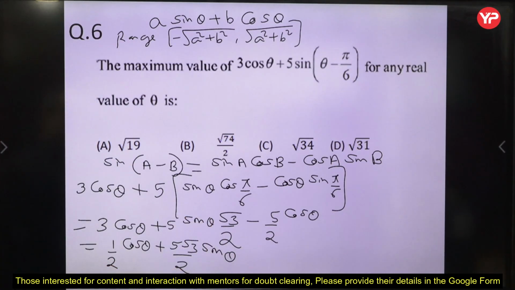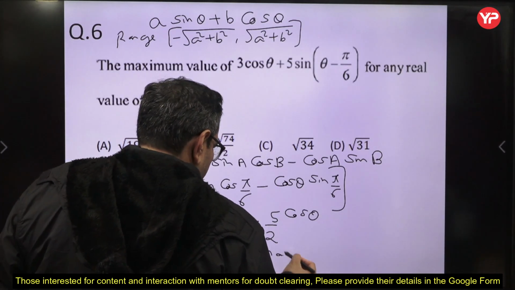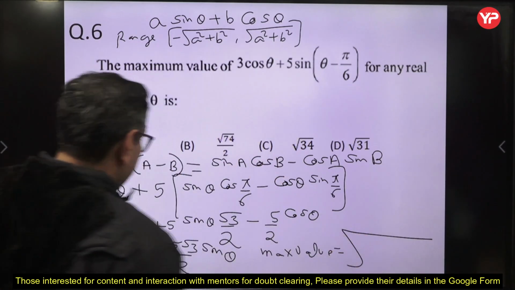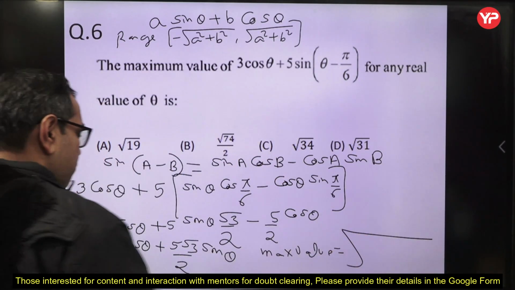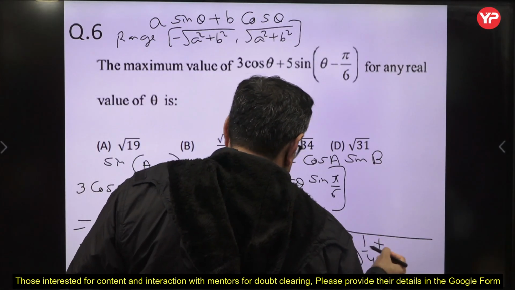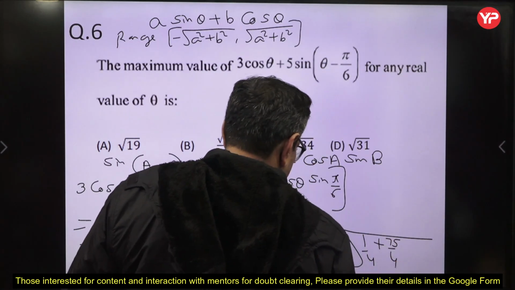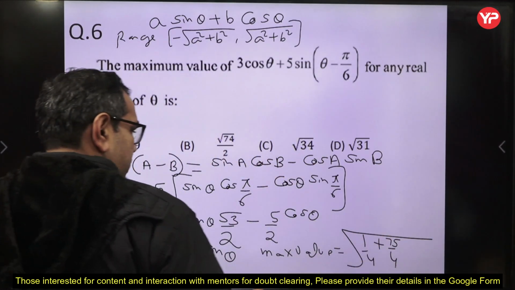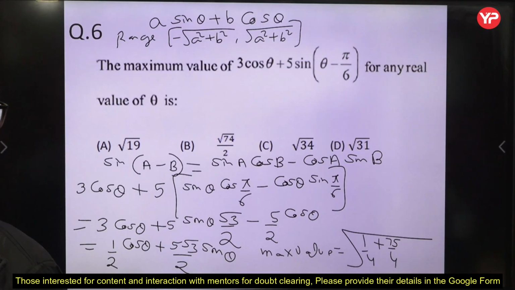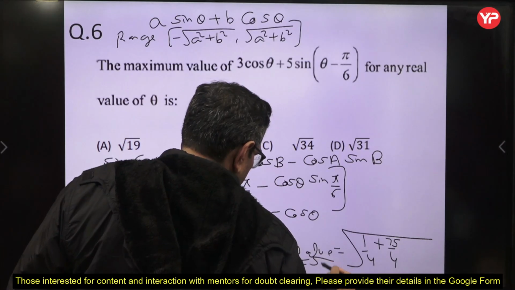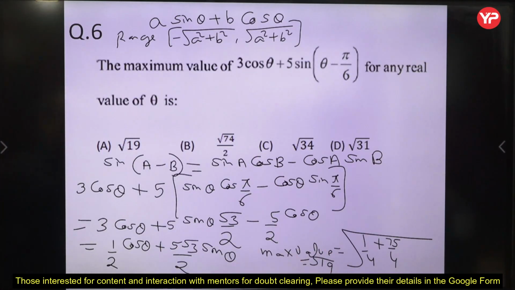So now they are asking the maximum value for any theta. So what will be the maximum value? Maximum value is equal to square root of a square plus b square. So 1 by 4 plus 75 by 4, so it is 76 by 4, so root 19. We will get root 19 as the answer. So option A will be the right answer to this question. Please remember.